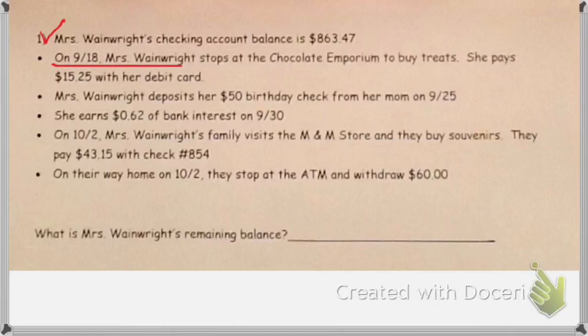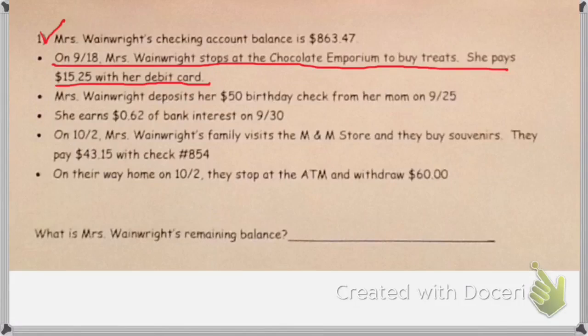So it says on 9/18, Mrs. Wainwright stops at the Chocolate Emporium to buy treats. She pays $15.25 with her debit card. So I turn to my checkbook register and I look at the next section. Notice this section right here. It has a white box on top and a gray box on bottom, but notice how it is separated between these lines, straight across, all the way across. We have the white section up here and the gray section right down here.